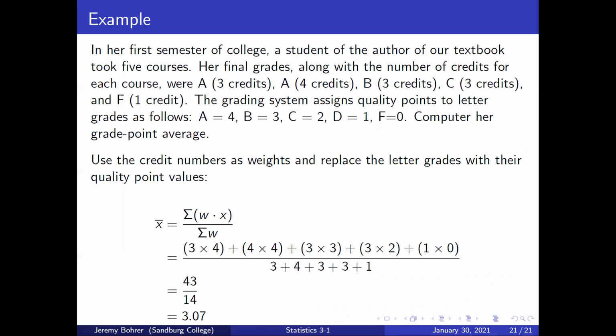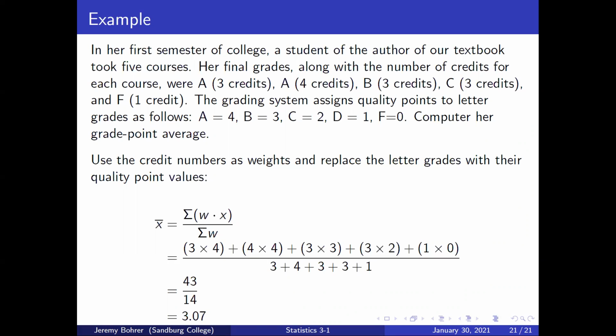In her first semester of college, a student of the author of our textbook took 5 courses. Her final grades, along with the number of credits for each course, were A, 3 credits, A, 4 credits, B, 3 credits, C, 3 credits, and F, 1 credit. The grading system assigns quality points to letter grades as follows. A equals 4, B equals 3, C equals 2, D equals 1, F equals 0. Compute her grade point average. Use the credit numbers as weights and replace the letter grades with their quality point values.